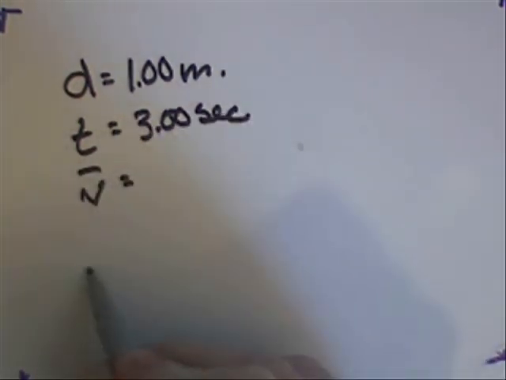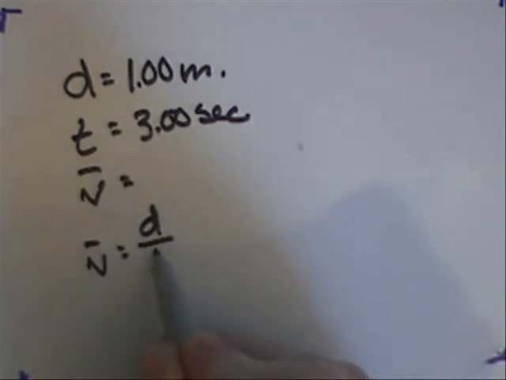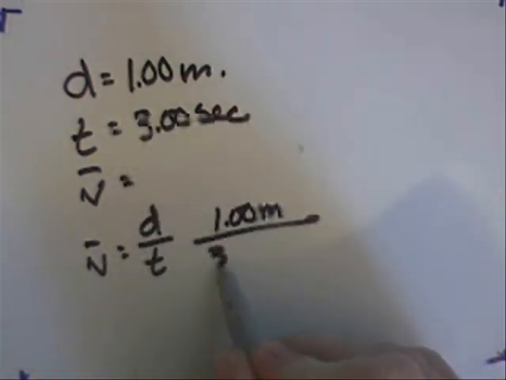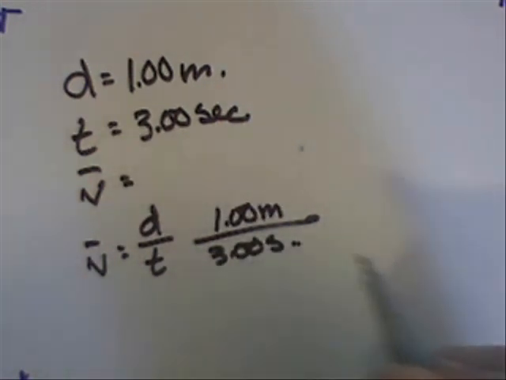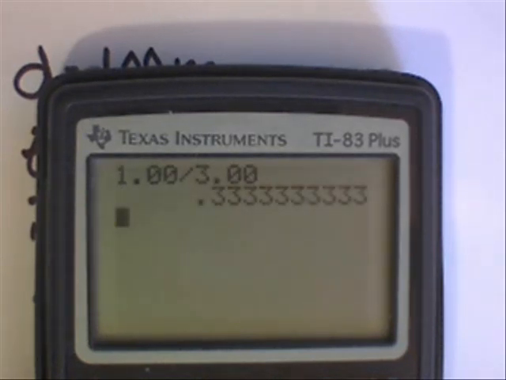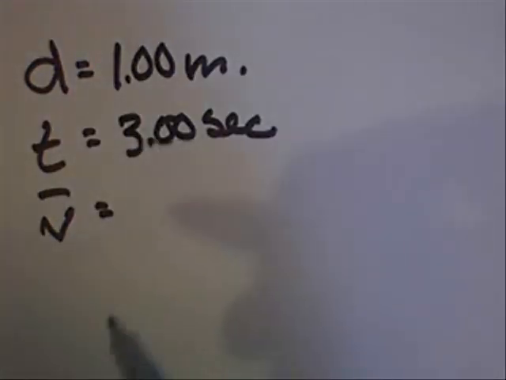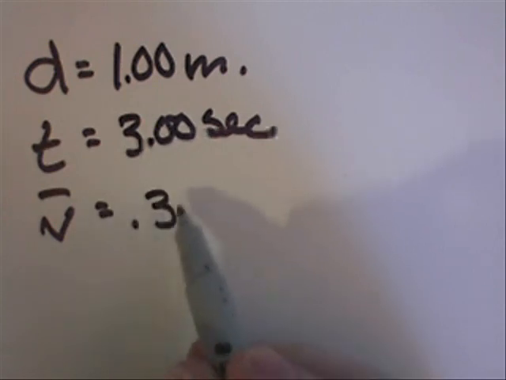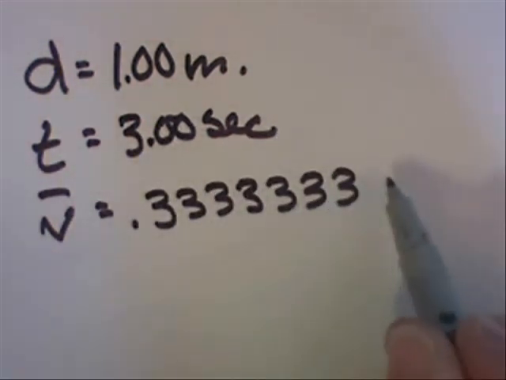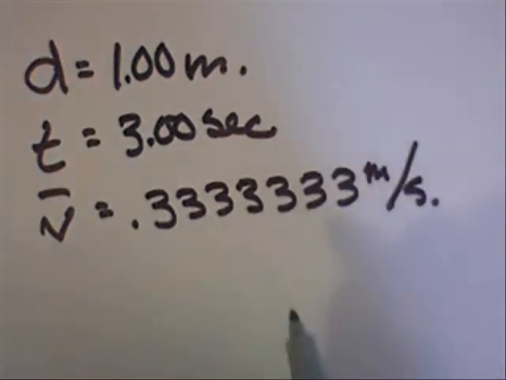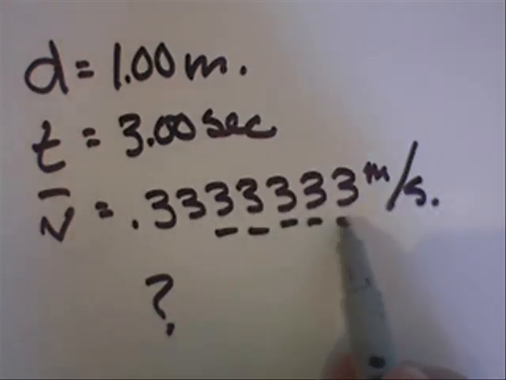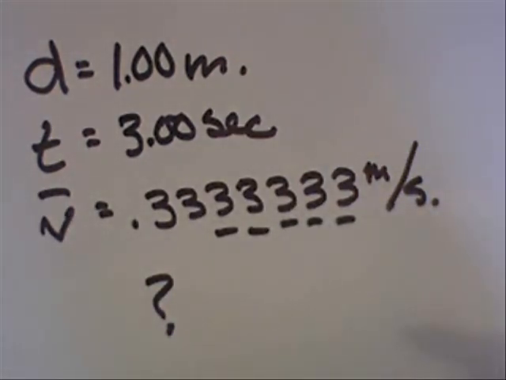Our equation for average velocity is distance over time. So we plug in our knowns with units, 1 meter per 3 seconds, and then we pull out our calculator, and that's when the problem occurs, because when you hit enter, you get 0.333333333, and depending on your calculator, these could go on forever. It's a repeating number, meters per second. So what do you write on your paper? How many of these decimal places, and what do they all mean?